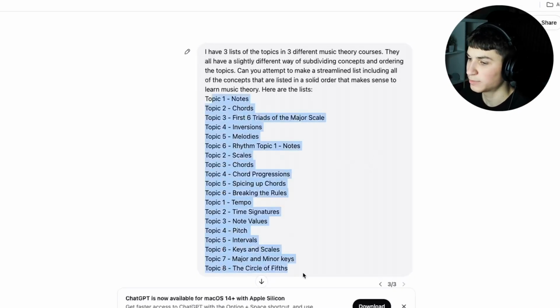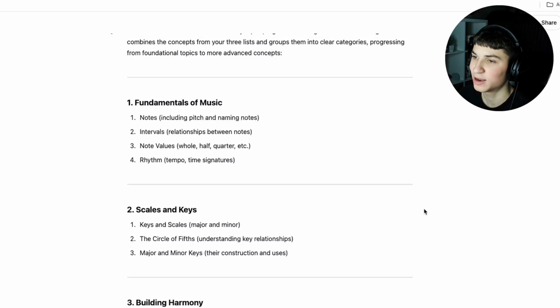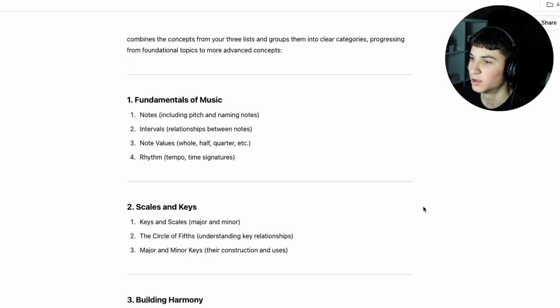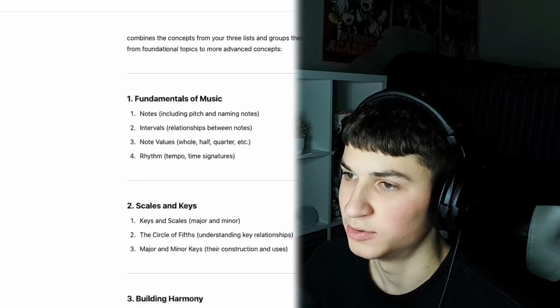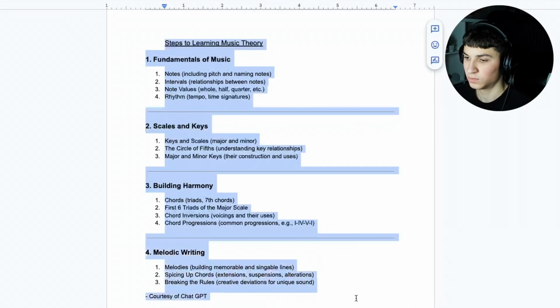So I put them in and basically just said, make one list based off of these three lists. It spit out an answer. I don't know if it was really affected that much by what I put in it. I think it might have just put whatever it knows about music theory already. But it gave me this list that I'm also going to be referencing. And I think it is actually kind of a better streamline than what I was looking at.